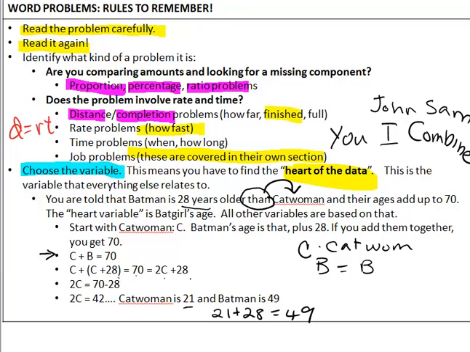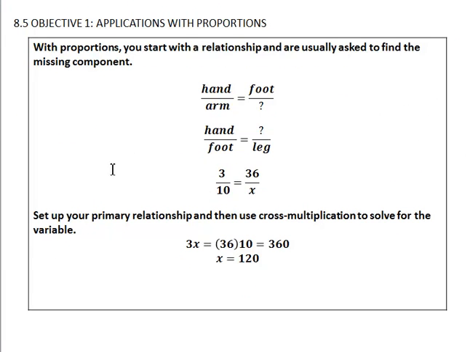So let's take a look a little farther. We're going to start now and look at some problems with proportions, applications with proportions, and these are pretty common and you've seen them before, but just to remind you, with proportions, you usually start out with one relationship and compare it to another relationship, which usually has a missing component. So in this case, I'm looking at the relationship between hand and arm is the same as foot and what? Leg.